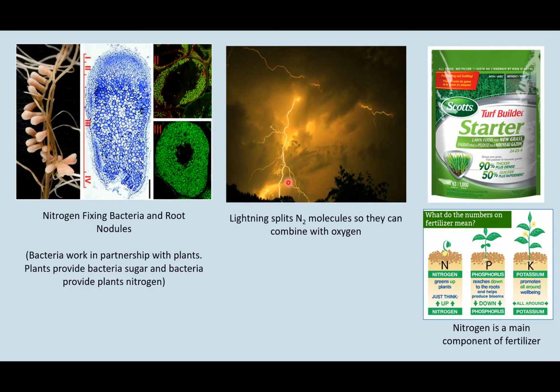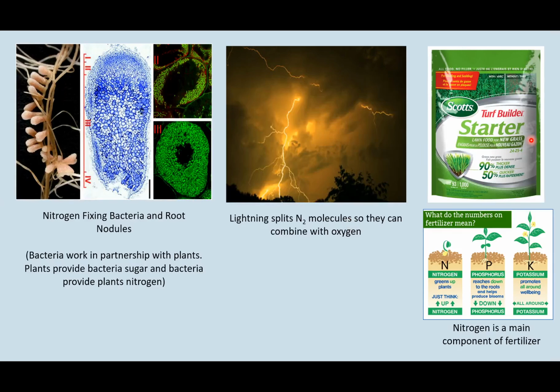In the middle, we just have lightning, and we talked about just previously, lightning splits the nitrogen molecules that are in the atmosphere, and this allows those nitrogen molecules to combine with oxygen, which then produces one of the compounds that we can use. And finally, fertilizer.